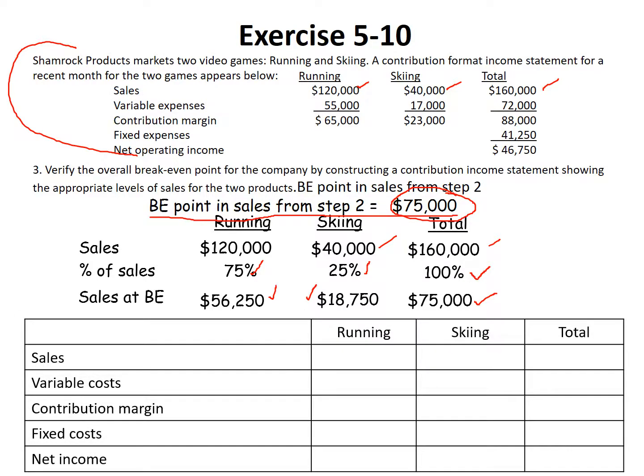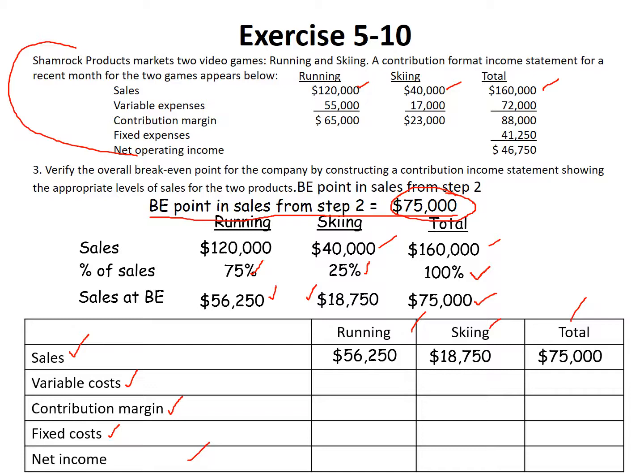Now we're going to show the proof here in terms of running and skiing in total, in terms of a contribution income statement. And again, it's always important to remember, what I like to do when I'm developing these statements is sketch out the statement so I know I'm not going to forget anything. So I have my 2 product lines and my total, plus more importantly I have my line items. I'm going to have sales minus my variable cost equals my contribution margin, minus my fixed cost equals my net income. So in this case, I'm going to start filling in the information.